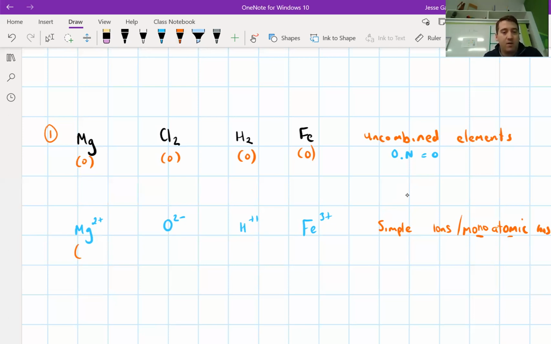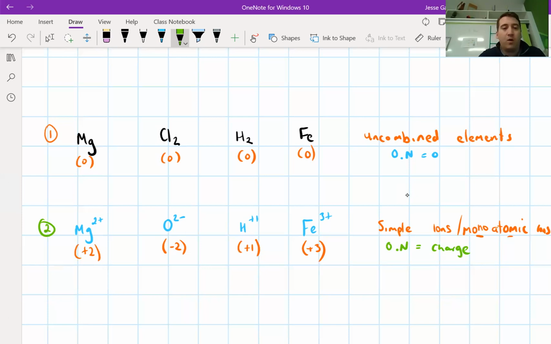It's not that important, but oxidation number +2. This has an oxidation number of -2. This has an oxidation of +1. This has an oxidation of +3. So hopefully you can see for simple ions, they've already lost and gained this many electrons, so the oxidation number has to match that. So that's rule number 2. O number equals the charge. So this is rule number 2.